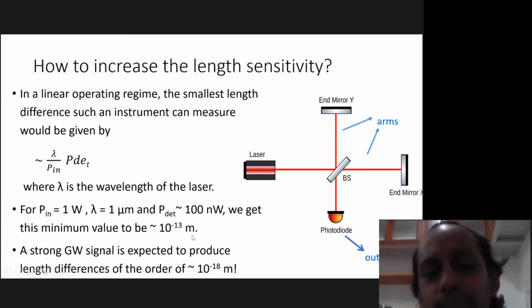As we saw in the previous slide, the gravitational wave even from the strongest source produces length difference at the level of 10 to the power minus 18 meter. So we have to let go of 5 orders of magnitude from here to get to minus 18. Lambda, the input power, and the minimum power the photodetector can measure. Only 3 quantities that we can play around.